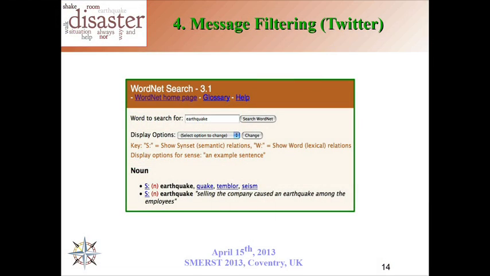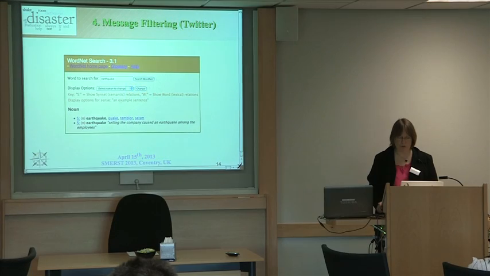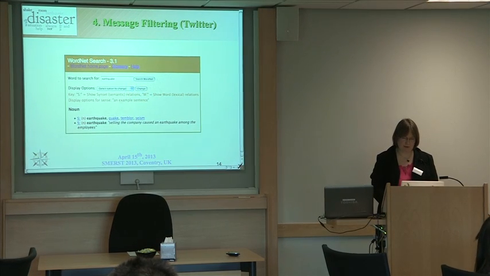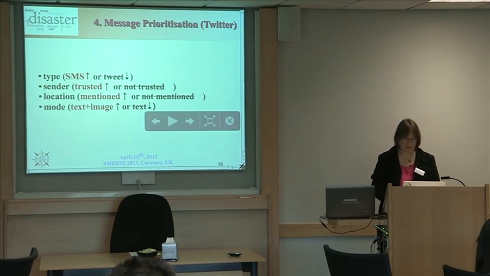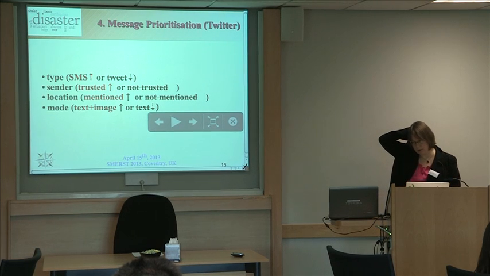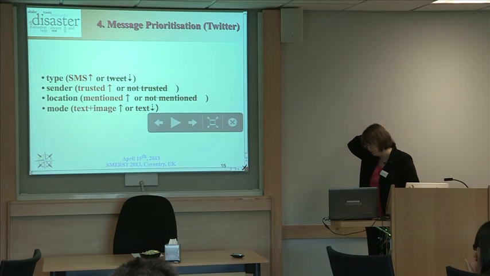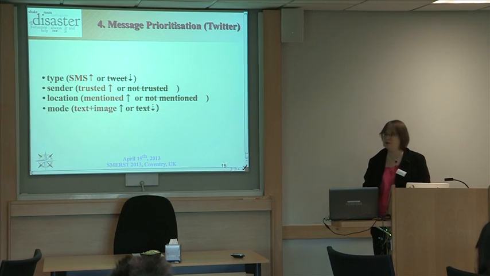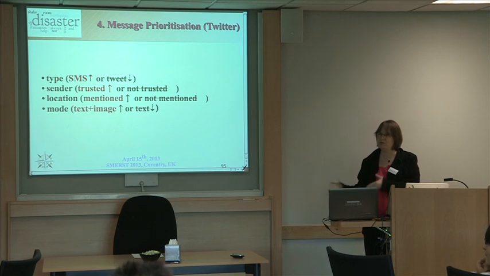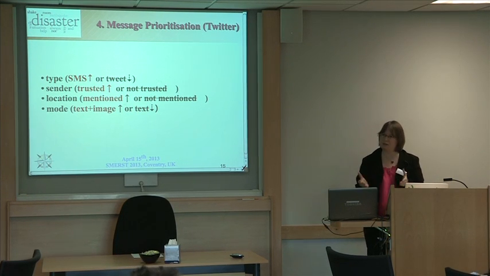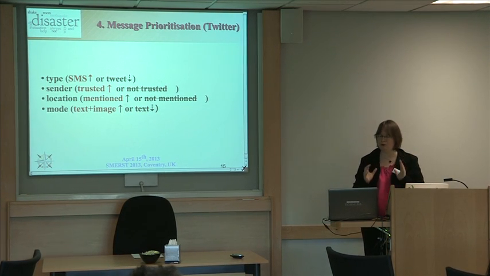This is practically a screenshot of the WordNet website. It can also be searched online. You see that if you input a word, it gives you all possible synonyms. This was about message filtering. The message filtering was practically to recognize which tweets talk about disasters and which not, so we can only take the tweets which talk about disasters.